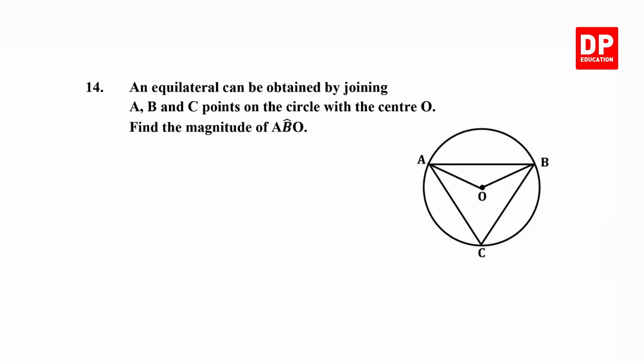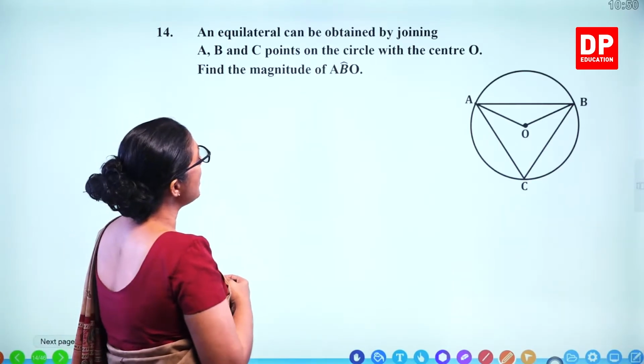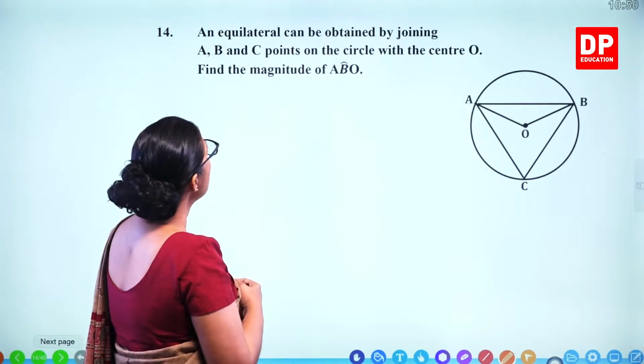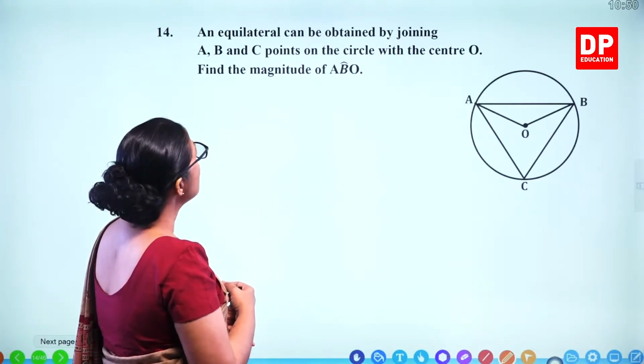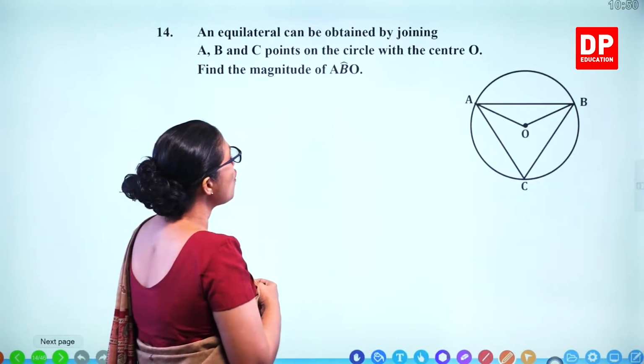Question number 14. An equilateral triangle can be obtained by joining points A, B, C on the circle with the center O. Find the magnitude of ABO.